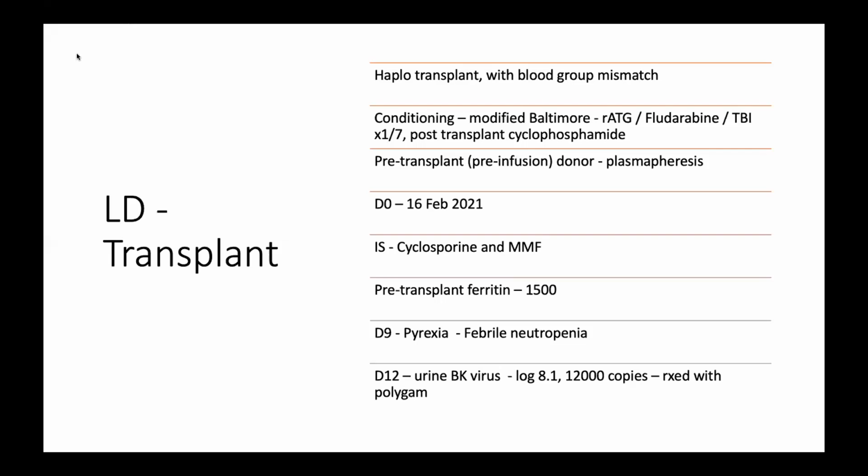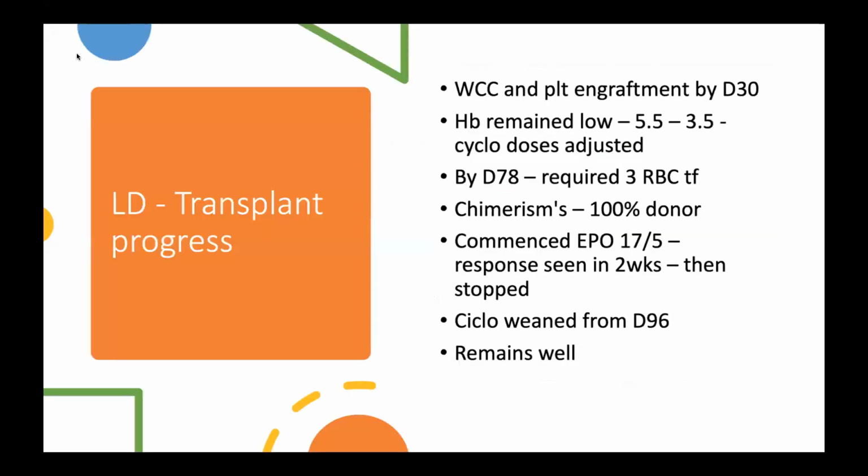She was conditioned using the modified Baltimore protocol. She had her day 0 on the 16th of February, 2021. Her pre-transplant ferritin was in a better space at 1,500, and she developed pyrexia at day 9. She also developed a BK virus in the urine, was treated with Polygam. So she engrafted by day 30. And this is a bit slower, which is expected in the haplo compared to the earlier engraftment, which you see with the matched related donors.